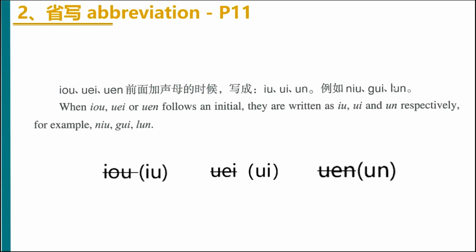Second rule is the abbreviation. We just came through u. In all these syllables, we only have three abbreviations, which are iu, ui, and un. The original form is the formal one that I crossed off. The sound comes from its original form, but when we are using it, we never use this form. We use the abbreviated one in the quote.